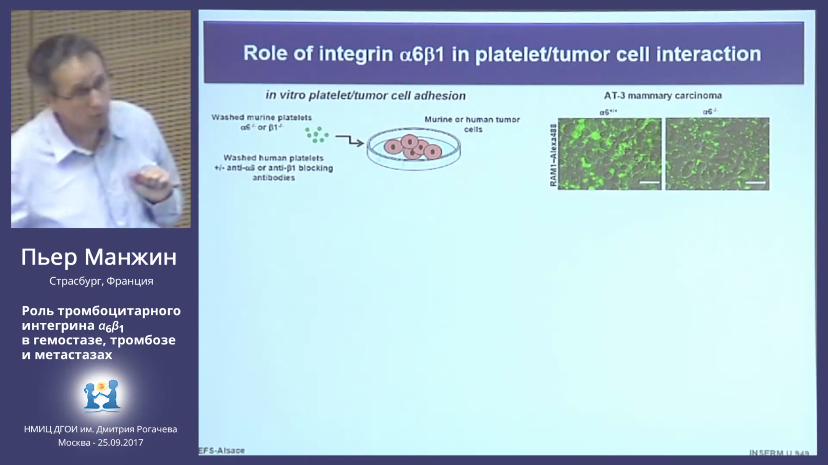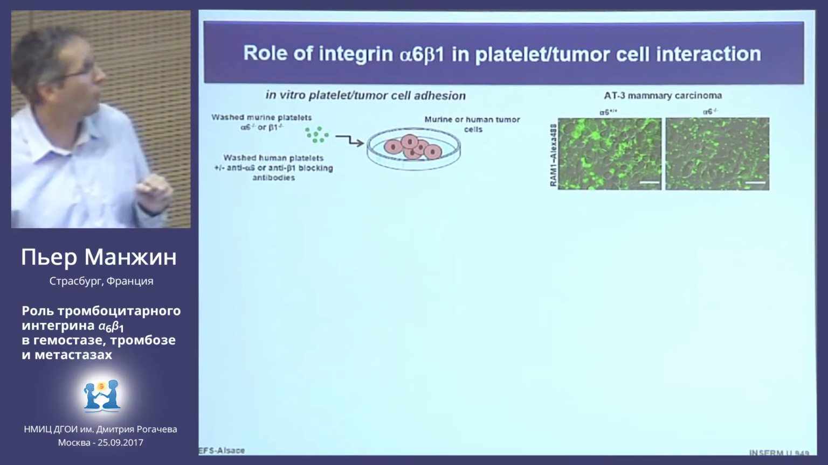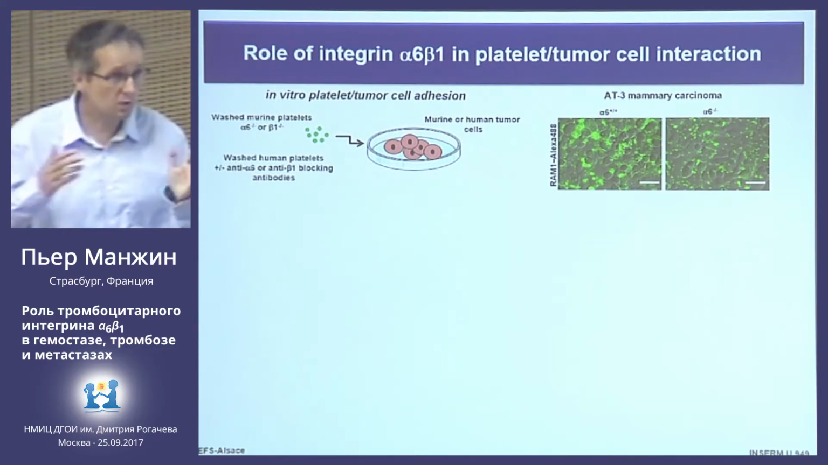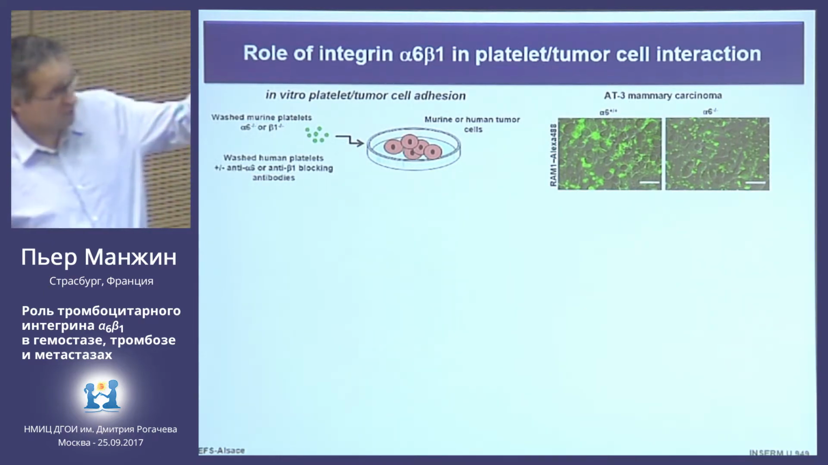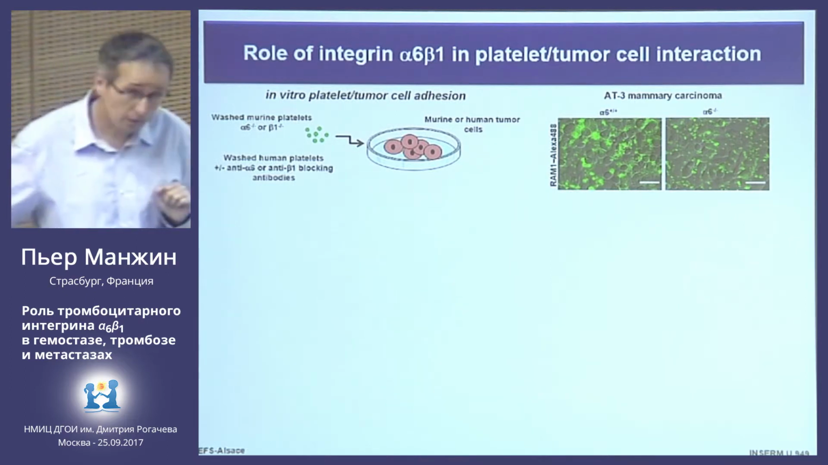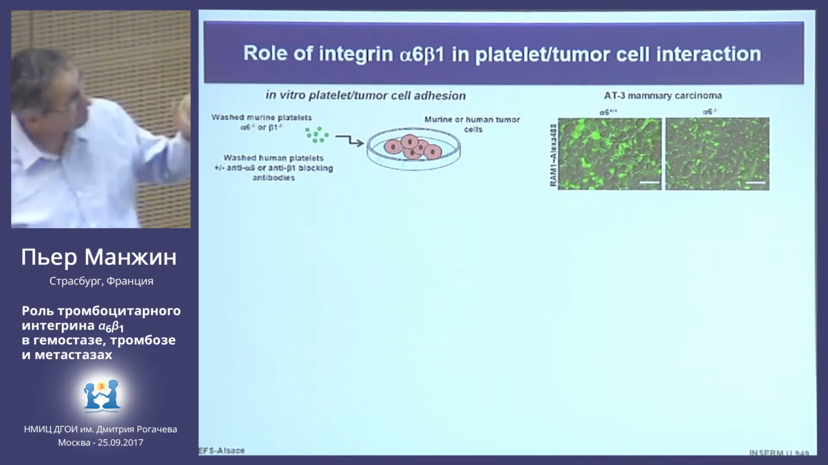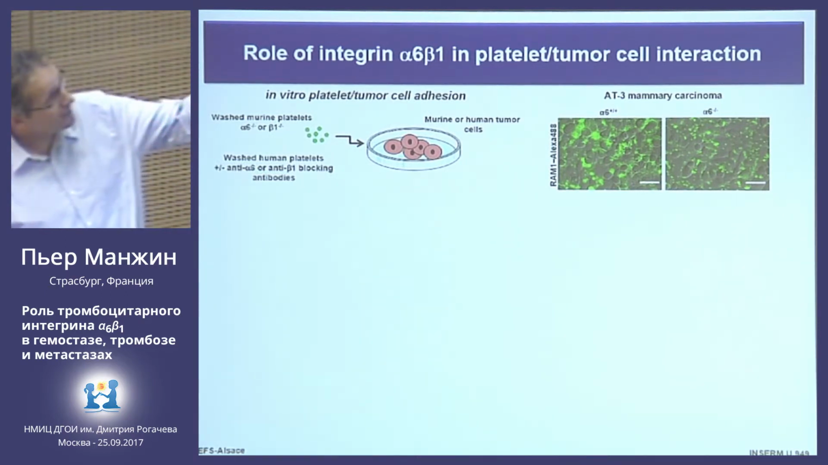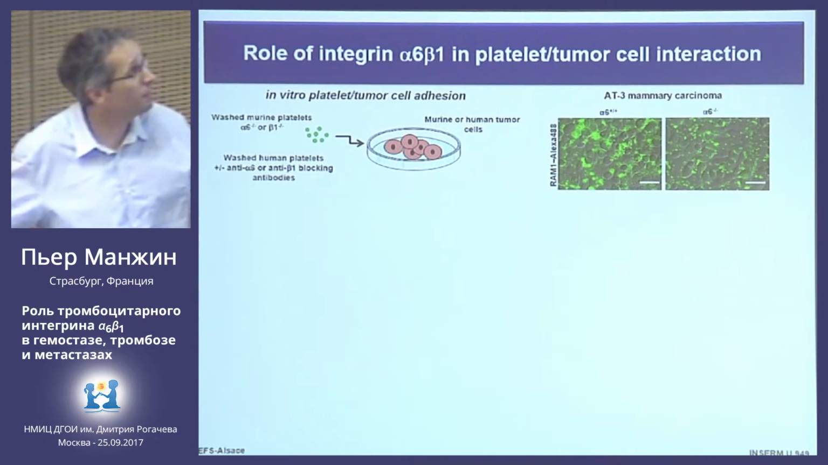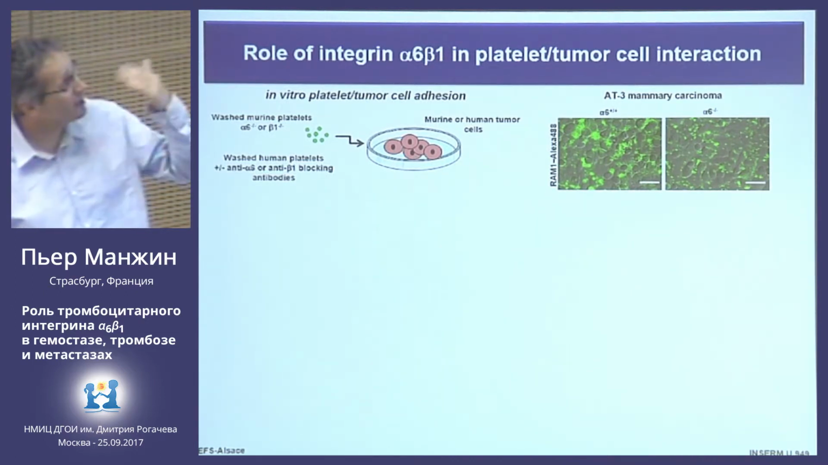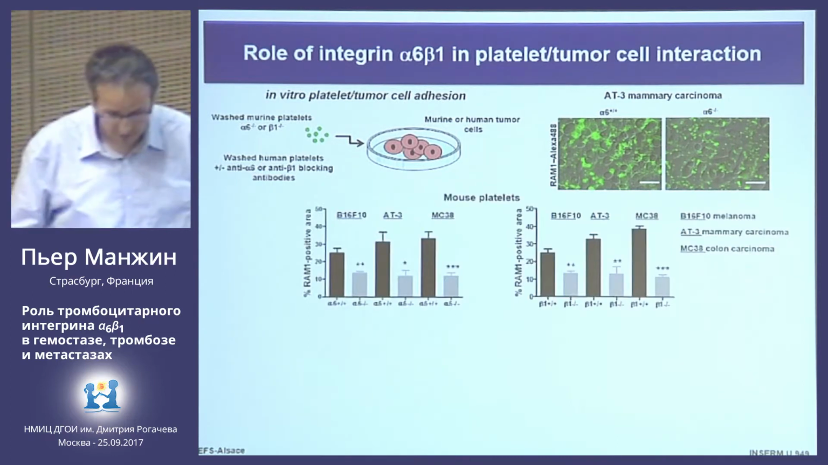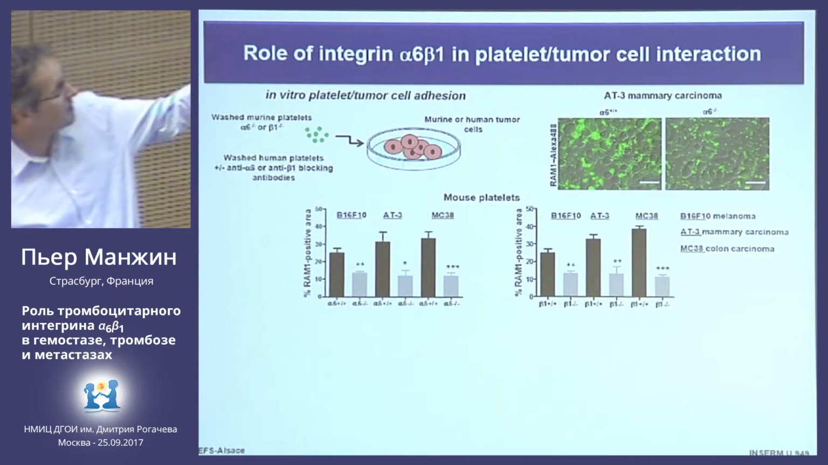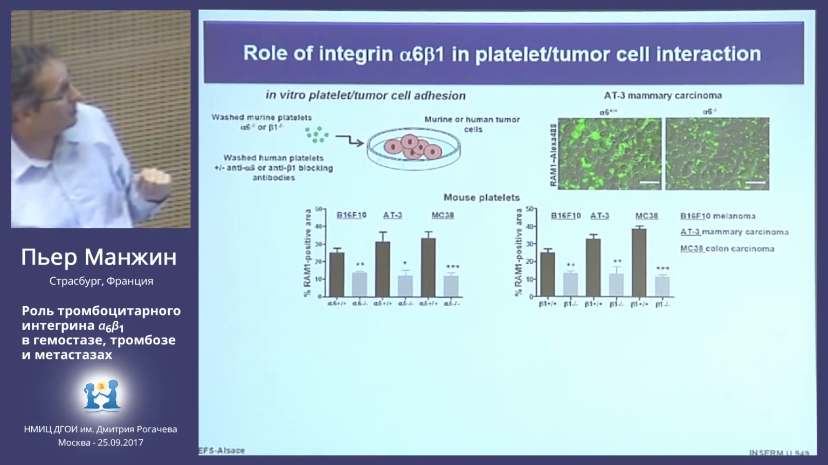This is actually not easy to quantify, so we developed an assay, a static adhesion assay, in which we used washed murine platelets deficient for either α6 or β1 integrin, or washed human platelets with blocking antibodies against α6 or β1. The platelets were fluorescently labeled here in green and added on top of murine or human tumor cells. And on the right side you have an image. And what we observe is less signal when we used α6 deficient platelets as compared to wild type platelets on 83 mammary carcinoma cells.